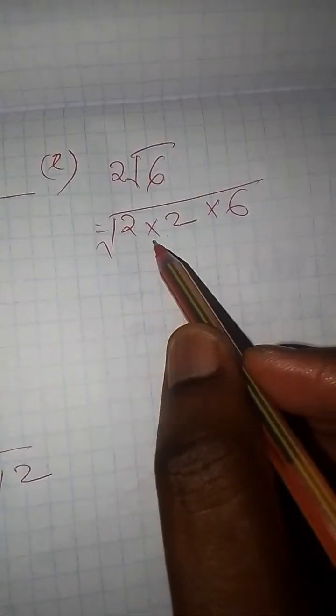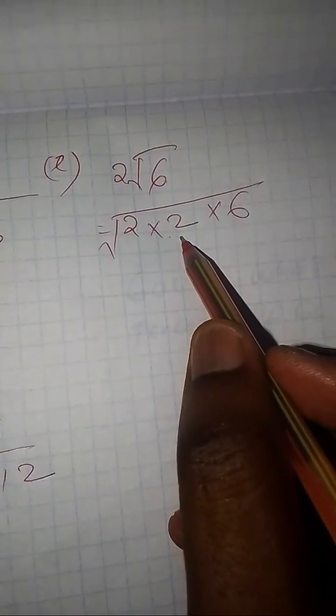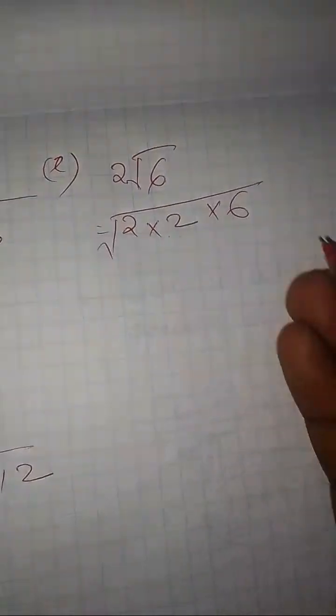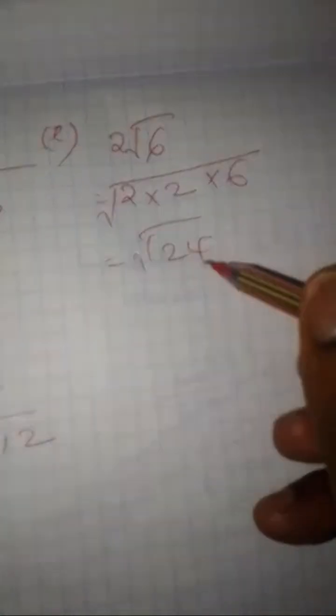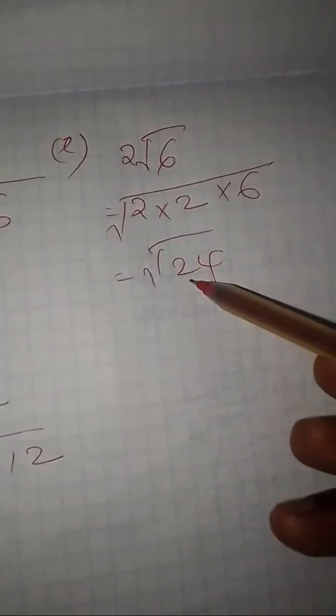So root 2 multiplied by 2 is 4, and 4 multiplied by 6 is 24. So the answer shall be root 24.